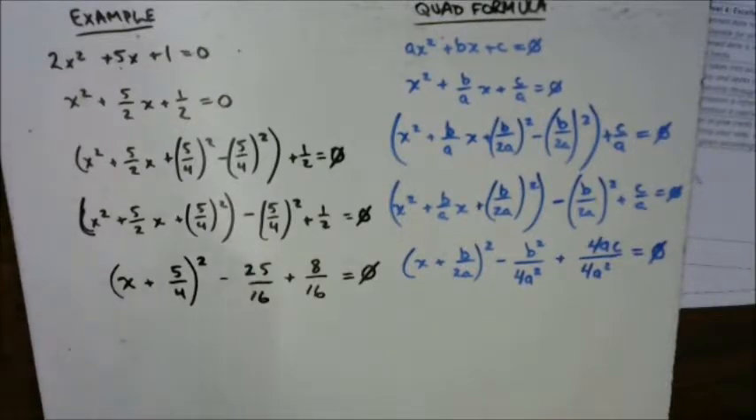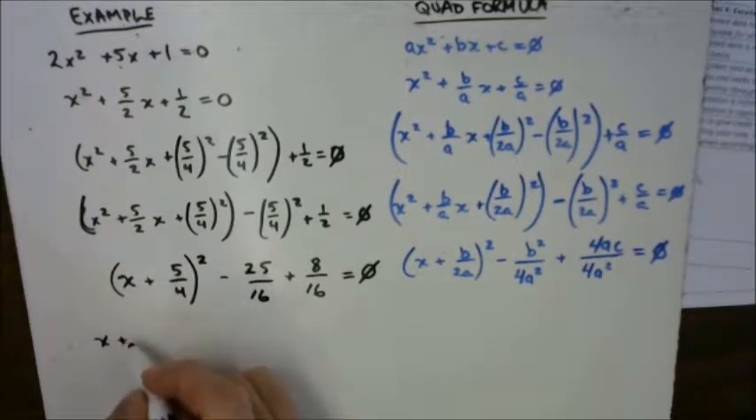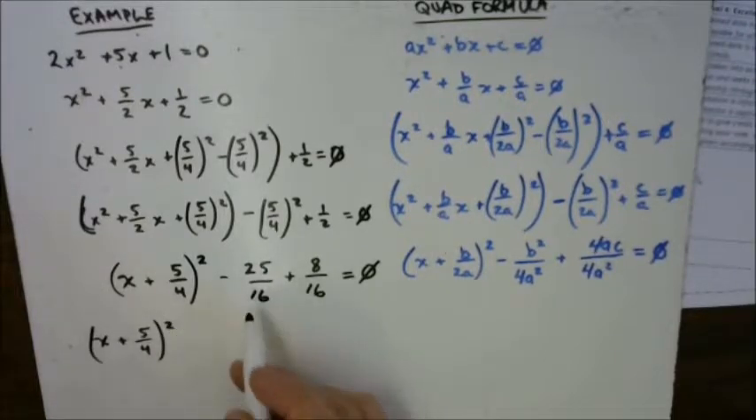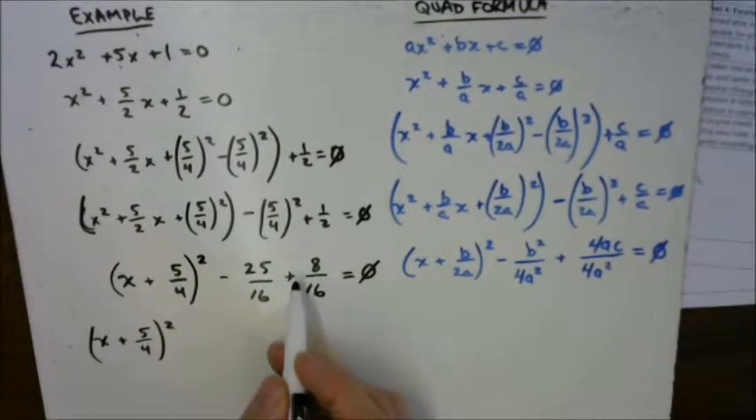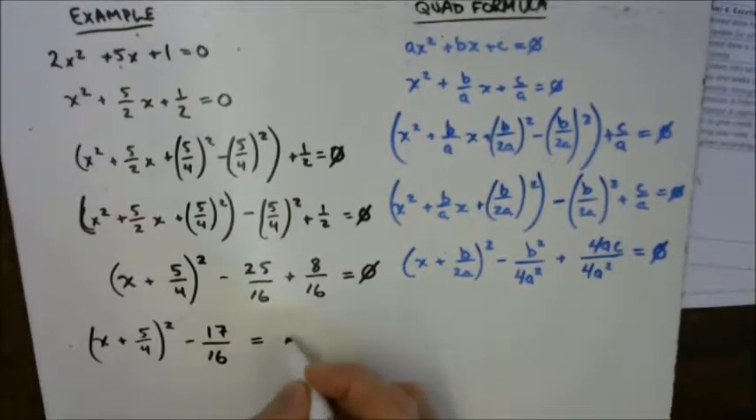Now my example in black has been encroaching on the space a little bit over here, but I'm going to try to shimmy it over a bit. And we're going to group our terms out here so that you see what we're left with. So here we still have our binomial squared. And negative 25 plus 8 is negative 17 over 16. And 0 on the other side.